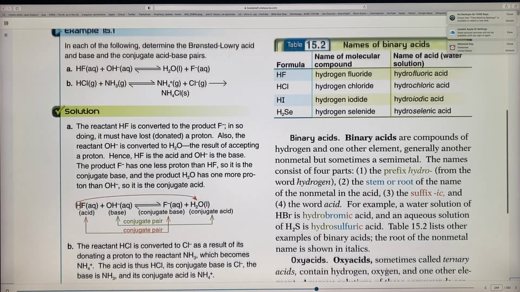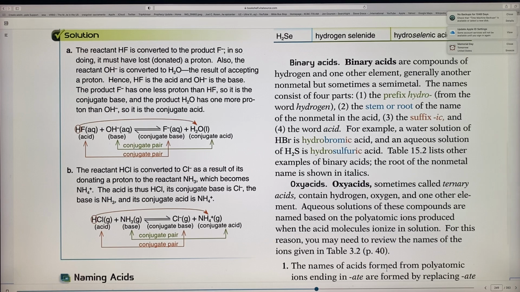The next one, this is B. The reactant hydrochloric acid is converted to chloride as a result of donating a proton to the reactant NH3, which becomes, this is the ammonia type reaction. The acid is thus HCl and its conjugate. Okay, let's look at this. You can read this as you read it, but to really understand it, let's look at the equation here. So here we have hydrochloric acid, a very strong acid, and here we have the base NH3, and so here we have the conjugate pair here.